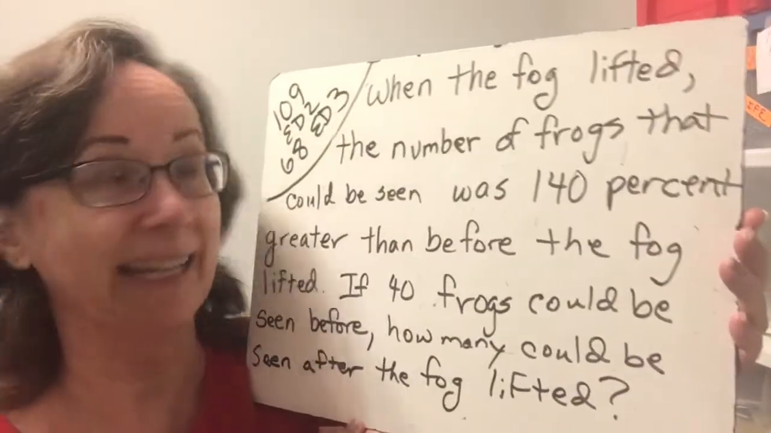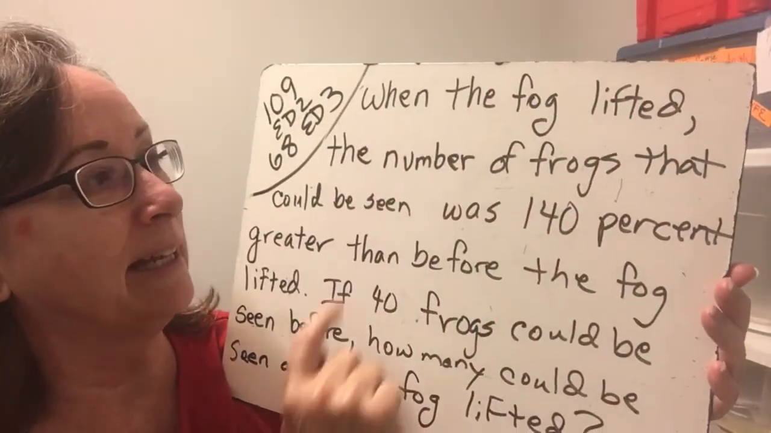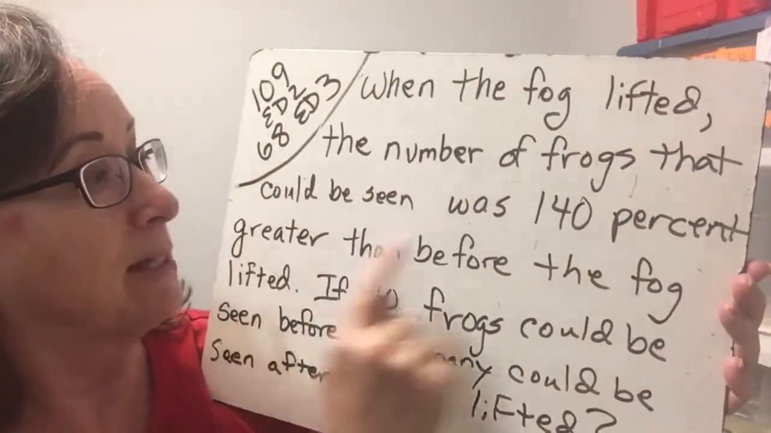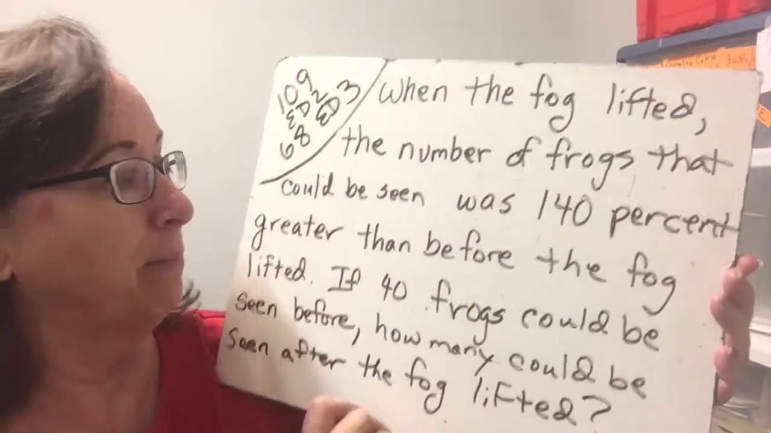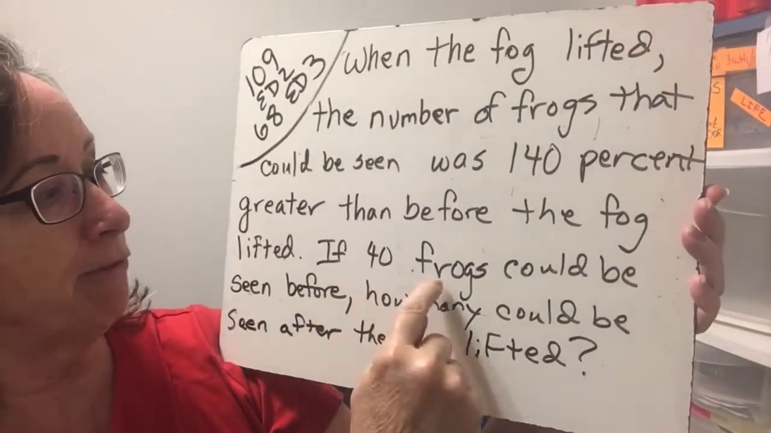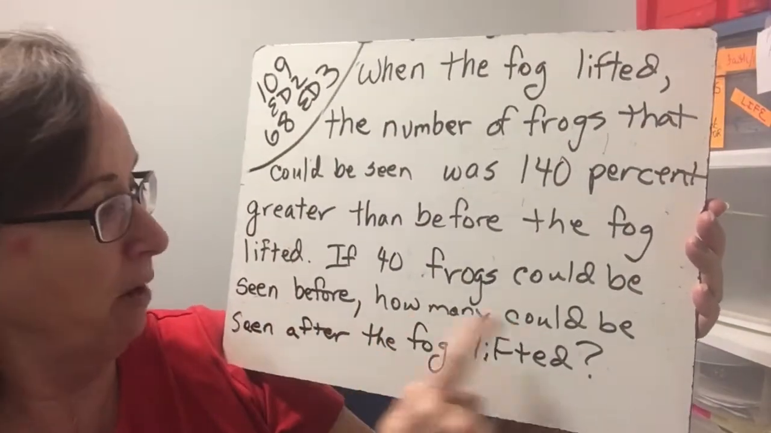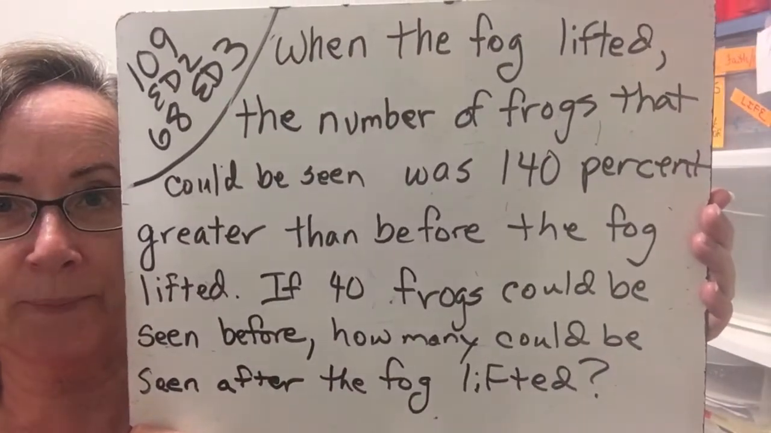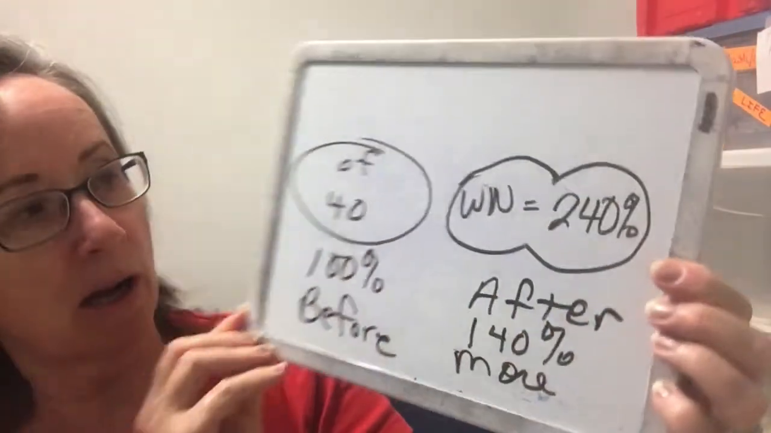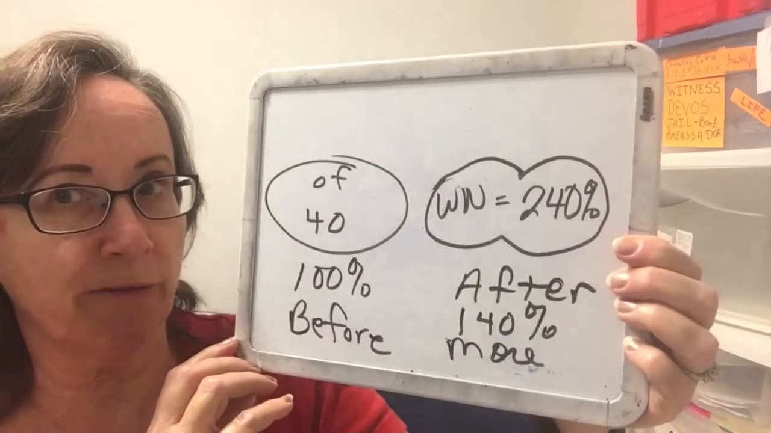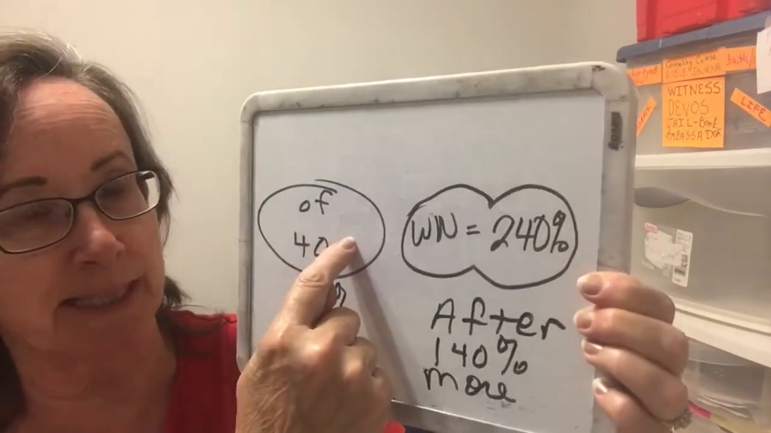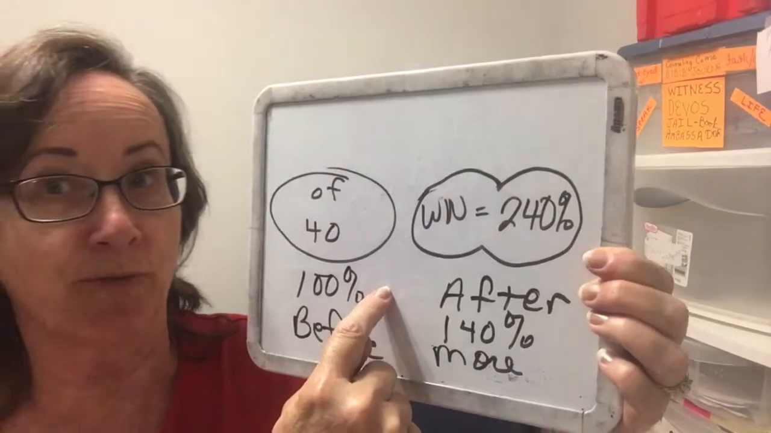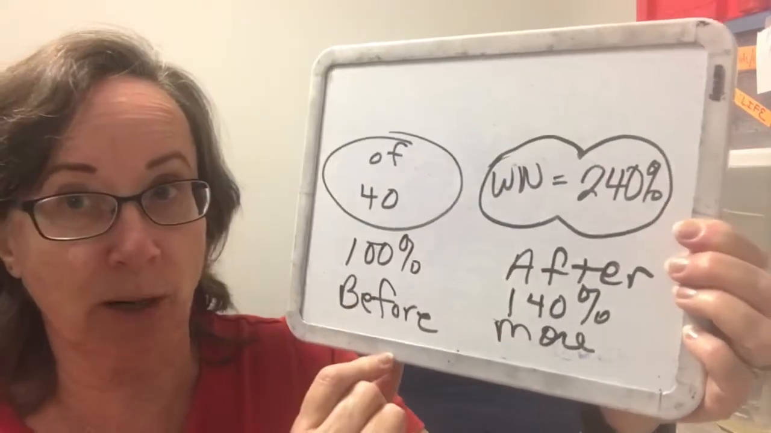Okay, so this is our second example. When the fog lifted, the number of frogs that could be seen was 140% greater than before the fog lifted. If 40 frogs could be seen before, how many could be seen after the fog lifted? Remember, we're going to call whatever happened before the 100%. So here is our little diagram. There were 40 frogs before the fog lifted that could be seen, so we call 40 the 100%, and it's our before number.